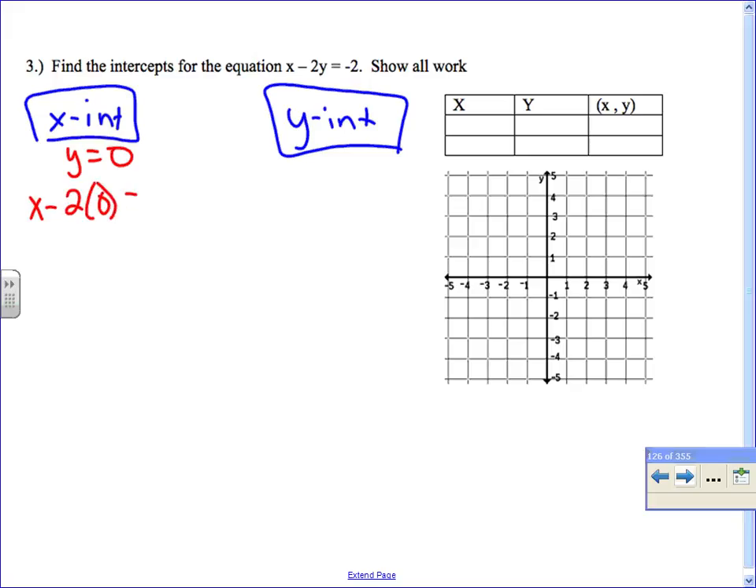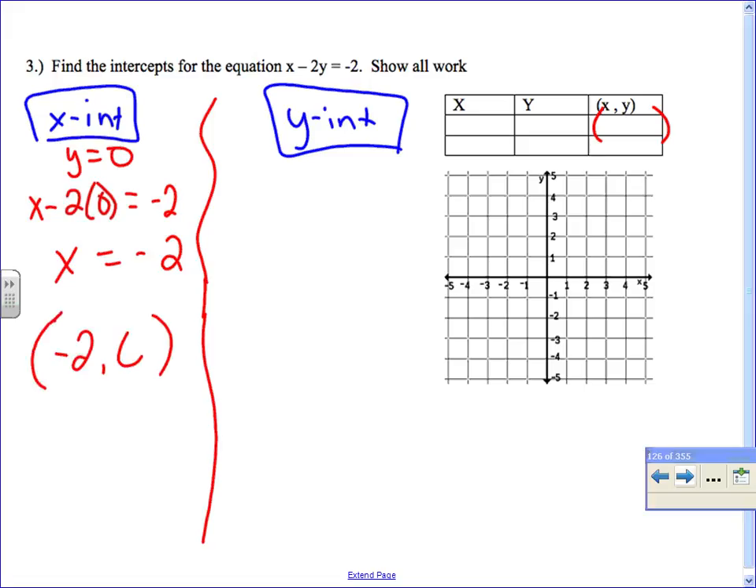What'd you say? Did you say it's so easy? I know, isn't it? So Doug, what's negative 2 times 0? Doug, what's negative 2 times 0? Okay, be serious. 0. So we have x minus 0, which is just x, equals negative 2. So Mary, can you write that as an ordered pair for us? Good. Negative 2, comma 0. Jeremy, how do we graph negative 2, 0? Good. So there's our x-intercept.